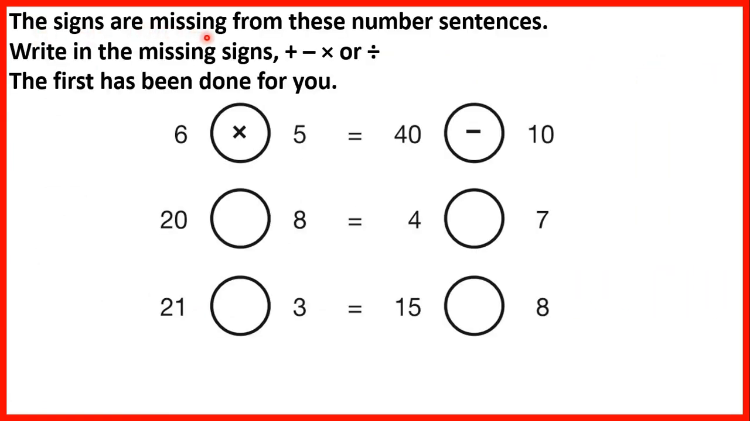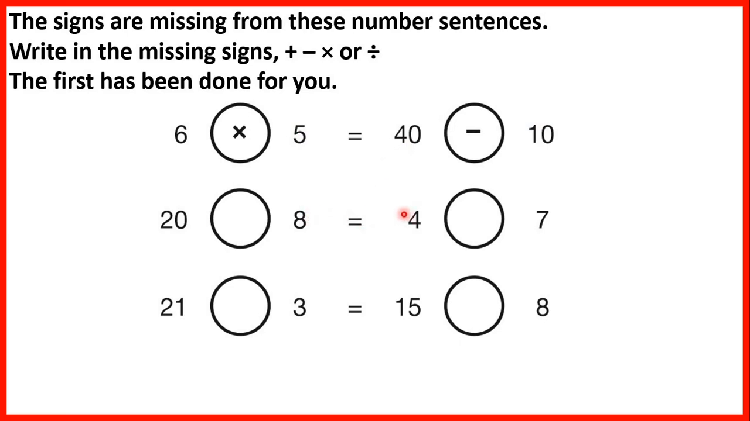The signs are missing from these number sentences. Write in the missing signs: add, subtract, multiply or divide. The first has been done for you. So they've told us that 6 times 5 is equal to 40 minus 10. And that makes sense because we need the same on both sides of the equal sign. 6 times 5 is 30 and 40 minus 10 is 30 as well.